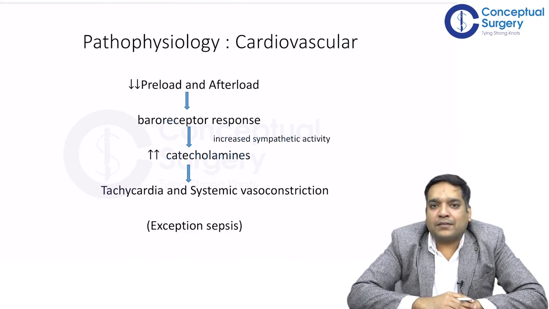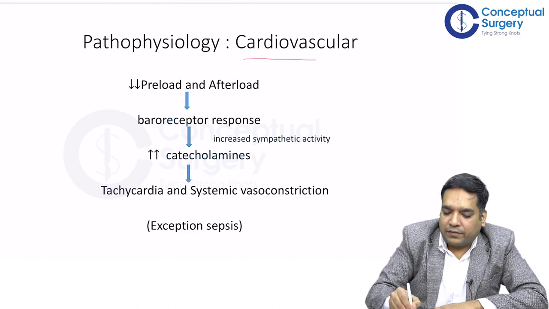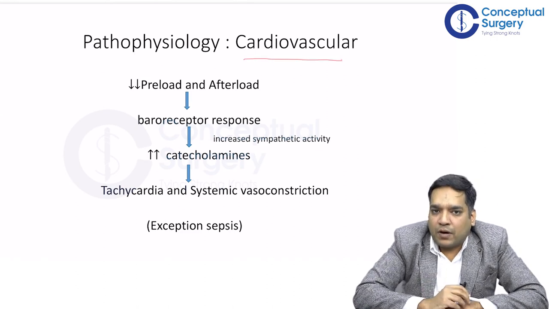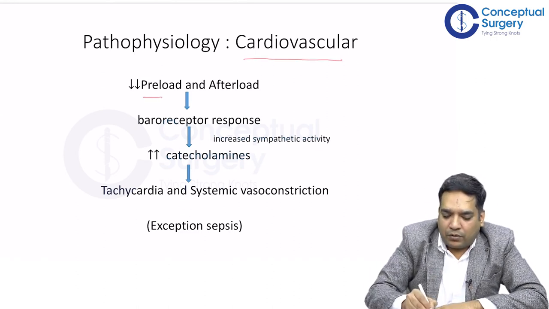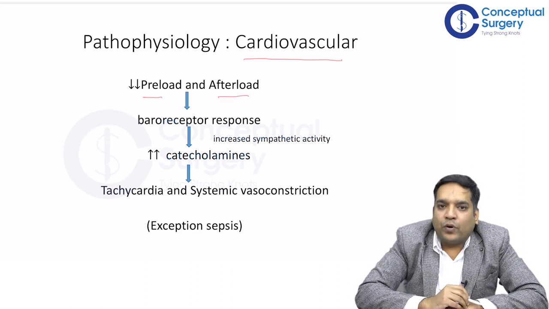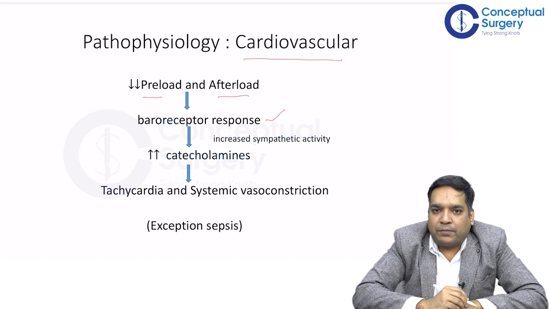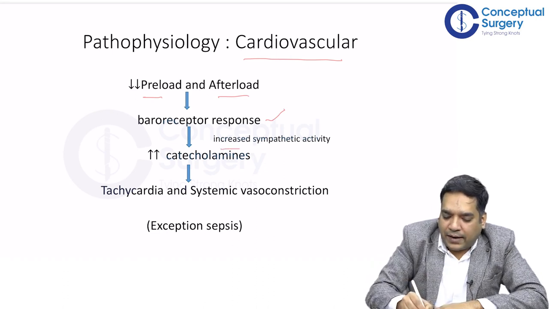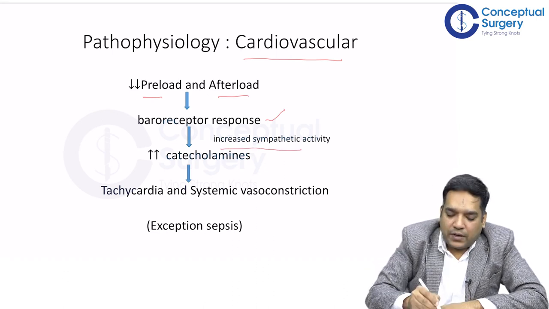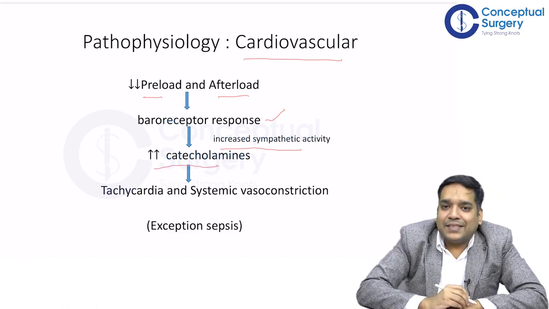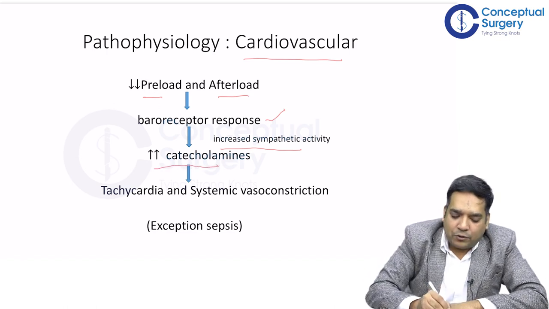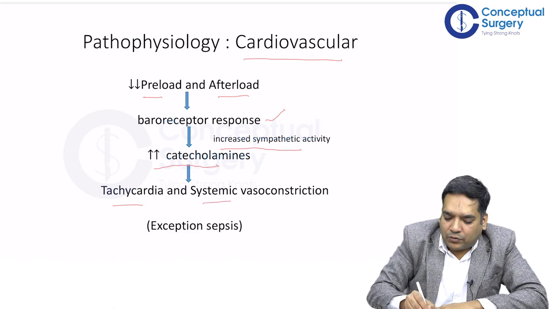So, now I am going to discuss the pathophysiology of shock that is happening at the CVS level, right? Because of shock, there will be decreased preload and afterload, and this is going to activate the baroreceptors. Activation of baroreceptors will lead to increased sympathetic activity, and this will lead to increased catecholamines. These increased catecholamines lead to tachycardia and systemic vasoconstriction.